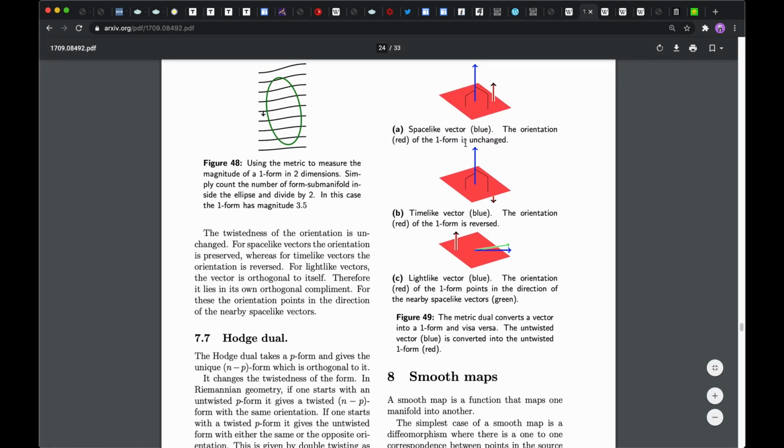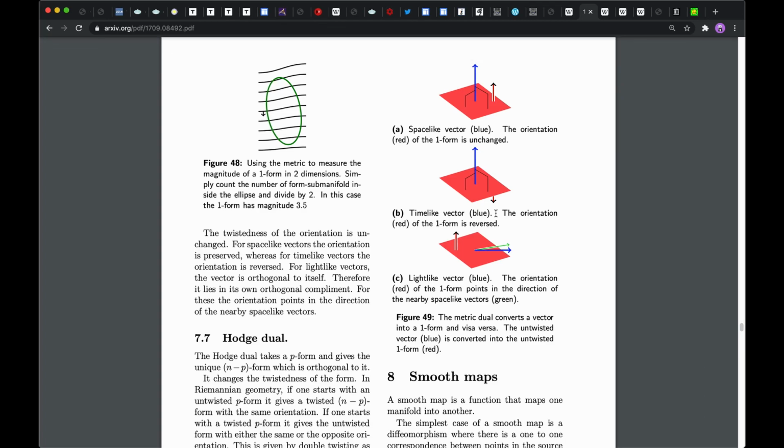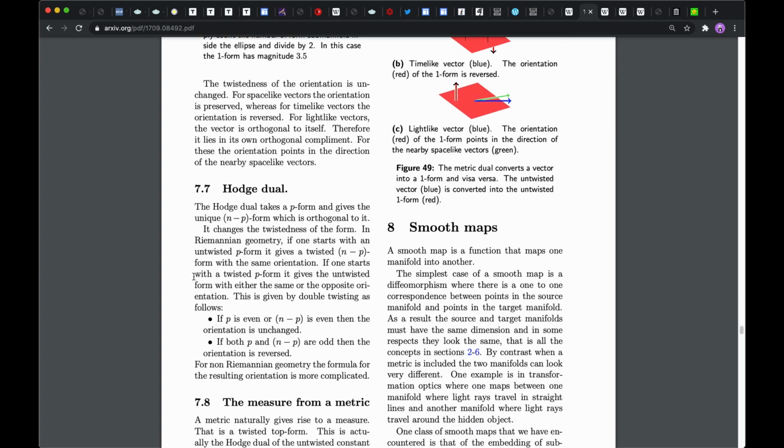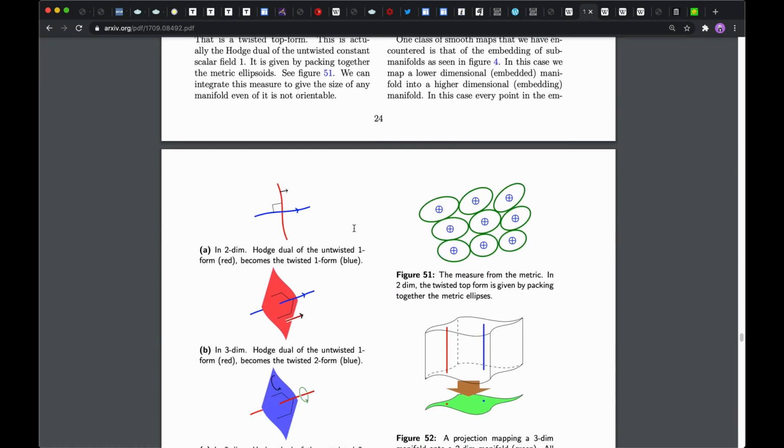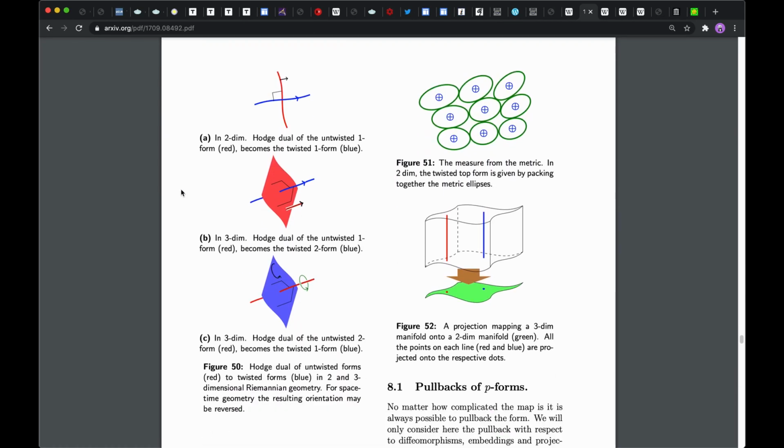Also we can see that in the case of the metric duality here, the twistedness of the orientation was preserved, and Hodge dual changes the twistedness of the form. So basically the orientation attached to it will change from the external to the internal one, and vice versa in that case. So let's take a look at the pictures here.